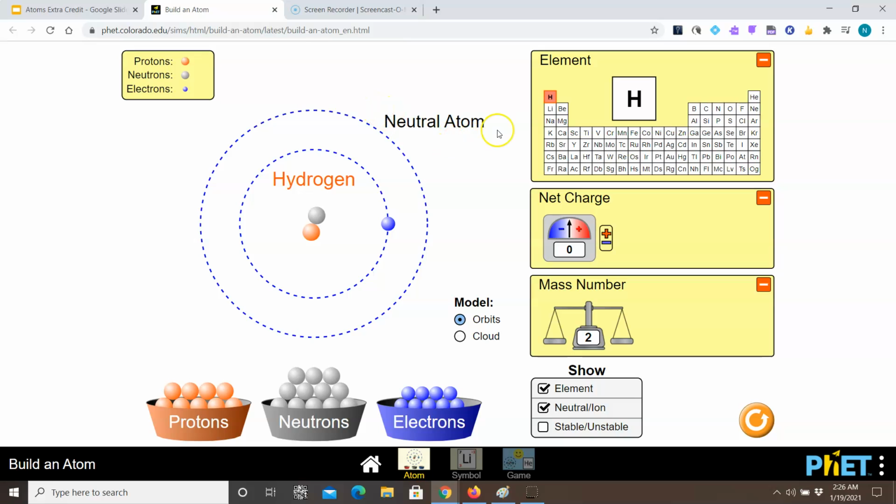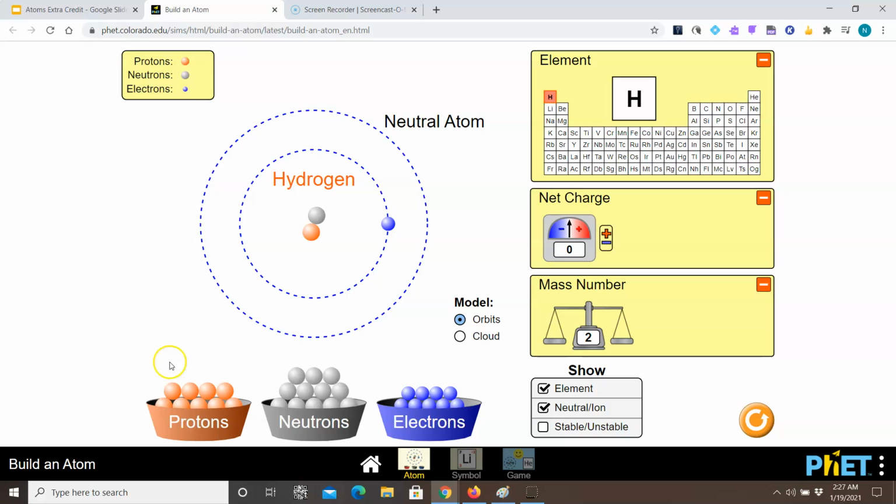What you're going to do at this point, either on a piece of paper or by screenshot, is take a look at the atom with one proton, one neutron, one electron. What's the element? The element is hydrogen. What's the charge? The charge is 0, and the mass number is 2.